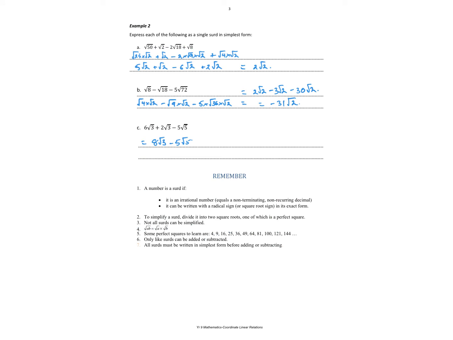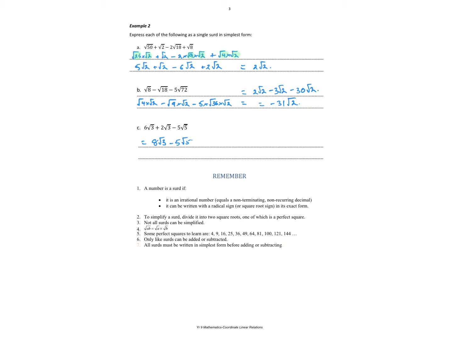Keep working through. So if we have multiple surds and we want to add and subtract them, we just simplify the expressions as best we can. So keeping in mind our perfect squares, square root of 50 is square root of 25 times root 2. Root 2 is just root 2. Square root of 18 is square root of 9 times the square root of 2. Square root of 8 is square root of 4 times the square root of 2.